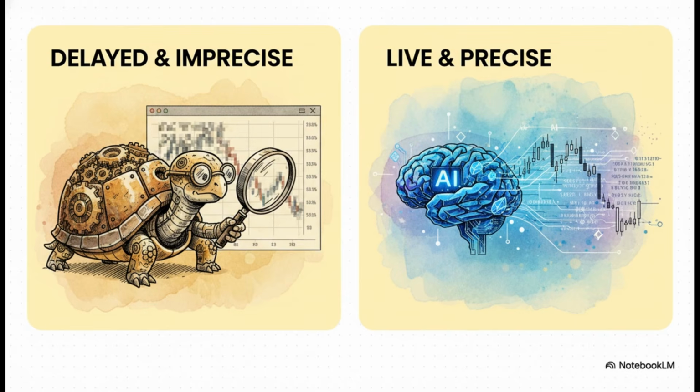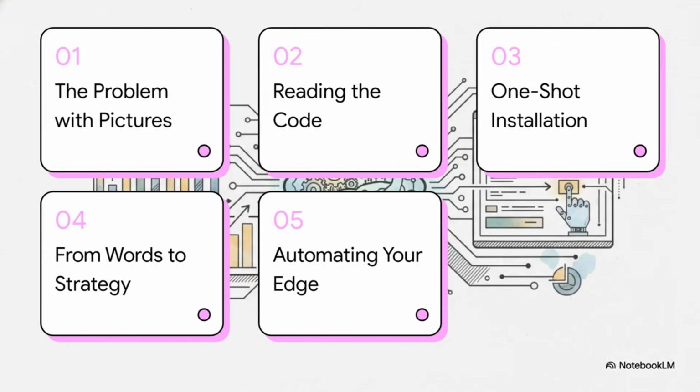For the longest time, AI trading tools have had this one major flaw. They work by taking a screenshot of your chart and then trying to analyze the pixels. Well, by the time you get a result, the market's already moved. The advice is basically useless. But the tool we're covering today works on a code level, reading live data straight from the chart. And that changes everything.